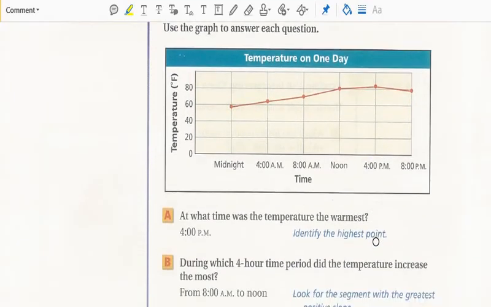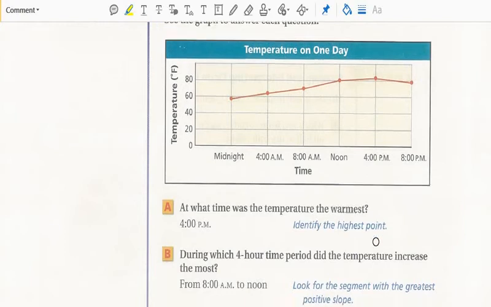Second one: during which 4-hour time period did the temperature increase the most? So, 4-hour periods, okay, increase the most. So I'm going to look at my graph. Which one is the greatest positive slope? The line moving up with the greatest slope. So I'm looking at the graph here from midnight to 4. Is it the greatest? I'm going to look over the whole graph between every 4 hours.